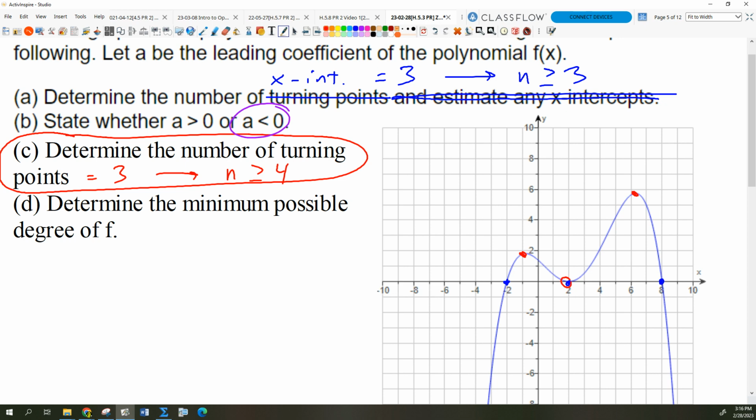So combine all those clues. If n has to be greater than or equal to 3 and n has to be greater than or equal to 4 and the end behavior is even, what's the minimum degree? 4. Okay.